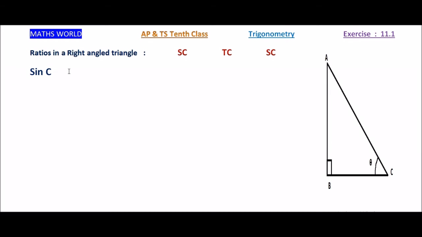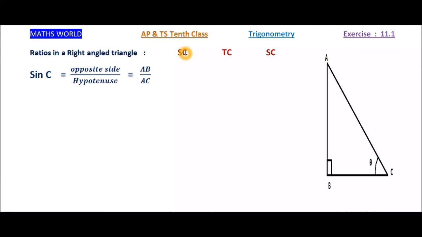So sin C is equal to opposite side divided by hypotenuse. What is the opposite side? AB is the opposite side, divided by the hypotenuse AC. So opposite side by hypotenuse is equal to AB by AC. Okay, you got it? Sin C is completed.